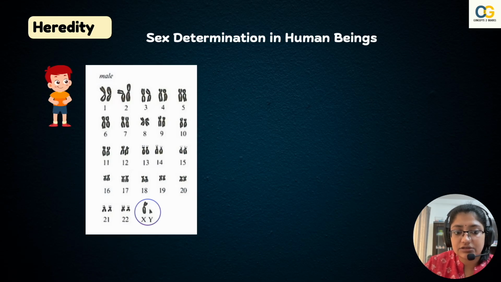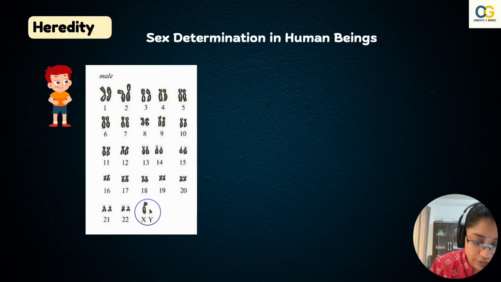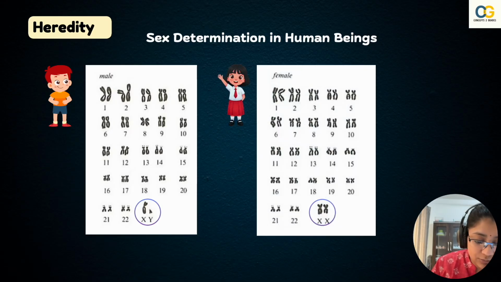In sex determination of human beings, what we learn is about the chromosomes. Like I said, every human body has 23 pairs of chromosomes, right? The first pair has 2 chromosomes, like that.